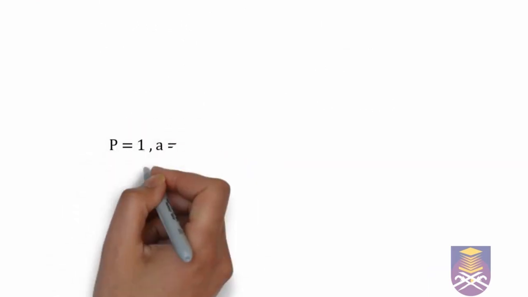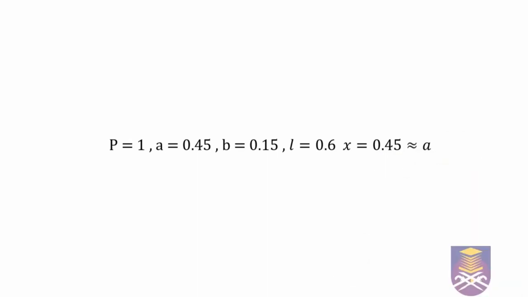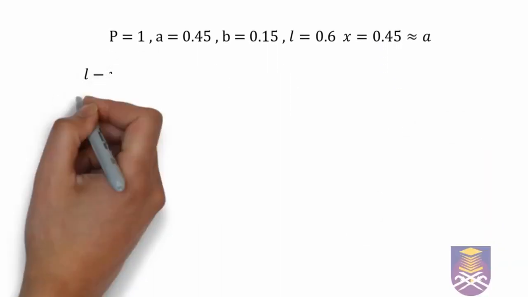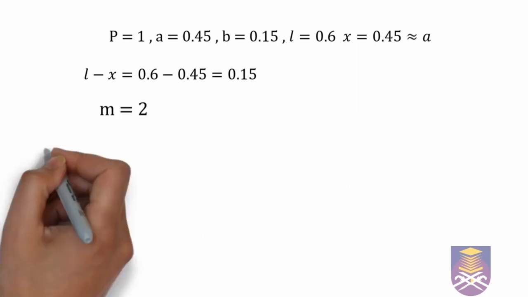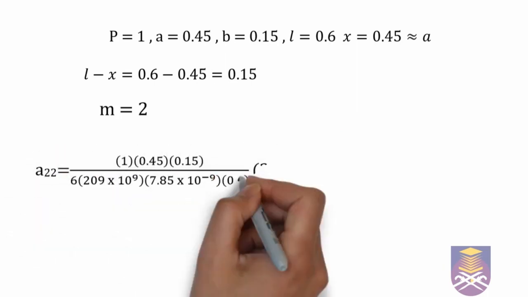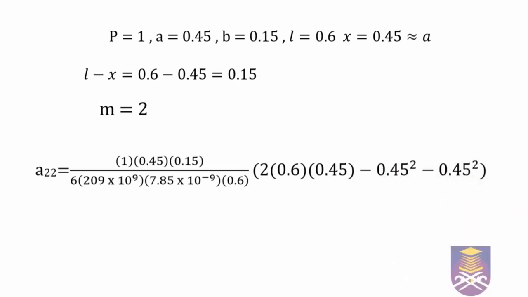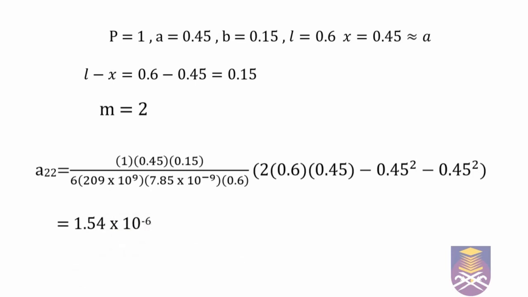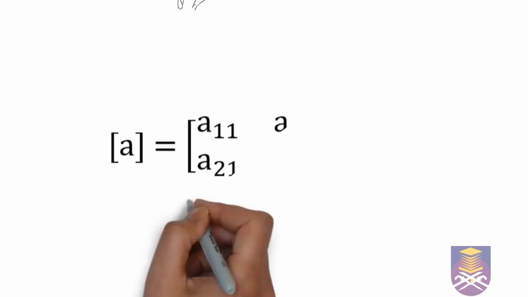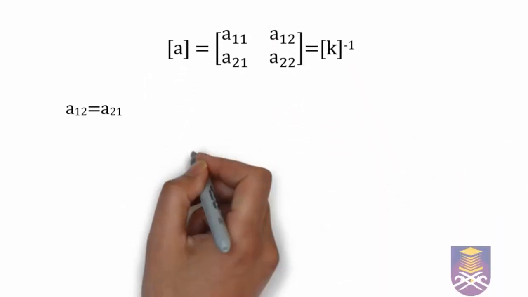Then, repeat the same steps to find A22. Here, X is equal to A. So, apply the values into the formula and we are able to get 1.54 times 10 power of negative 6. Then, we arrange all the values that we get in a matrix.